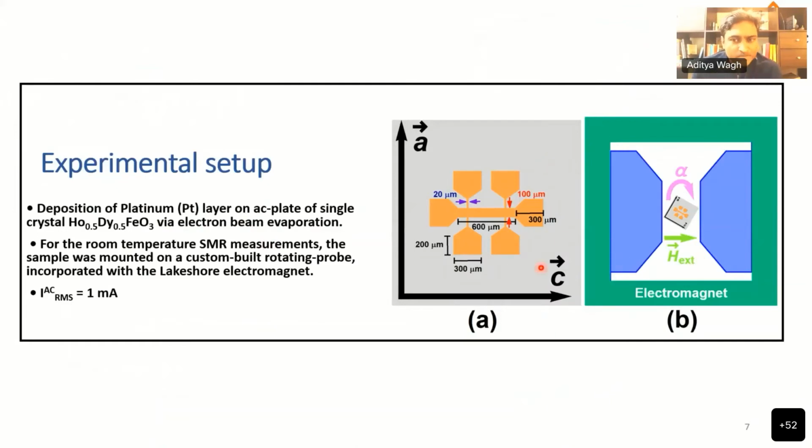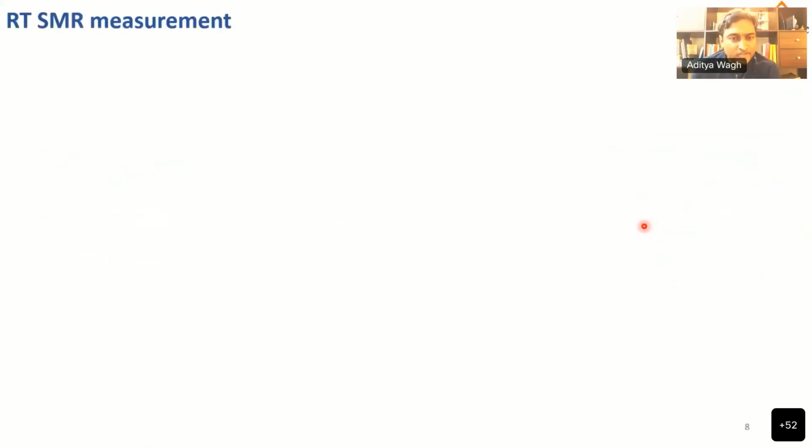Our experimental setup is a bit simpler here. It's a homemade setup. This is the HJ4 single crystal, and on that you have this platinum Hall bar. We pass a charge current in this direction, say AC RMS current 1 milliamp, and then we measure the transverse voltage and rotate the magnetic field in plane. Either we can rotate the magnetic field, or sometimes we keep the field constant and rotate the sample. So we do both setups.